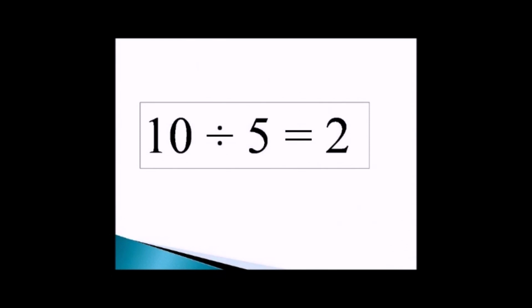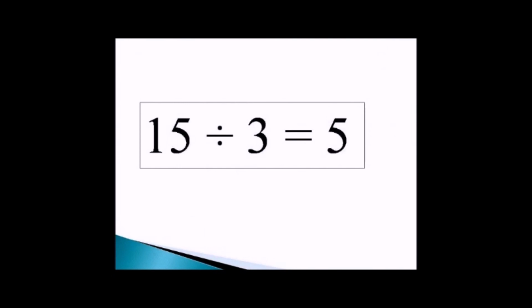Yeah, multiply the divisor and the quotient. 5 times 2 gives you the dividend, which is 10. So once you know your two timetables, you would get that. Just count in twos. Excellent work if you got those correct.